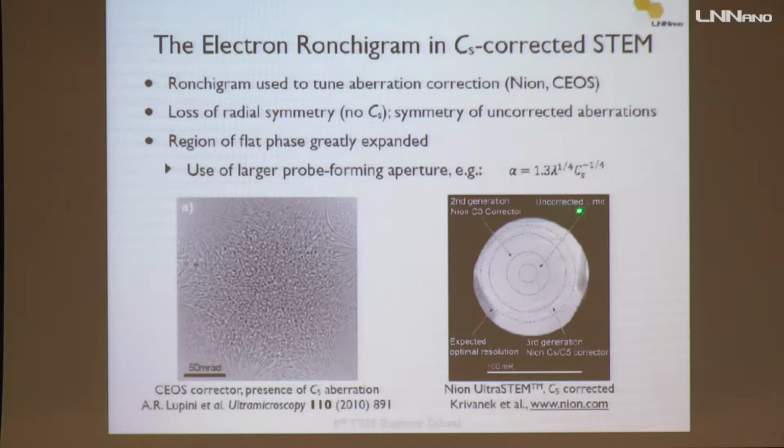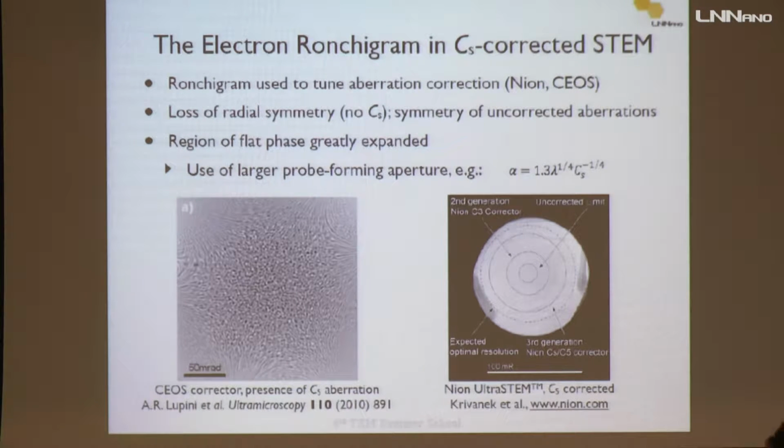You can see here the uncorrected limit is in the center. The second generation of correctors, there you expand the area with flat, homogeneous illumination inside the Ronchigram by this amount. And then here, the third order, and here is the expected optimal resolution, the theoretical limits that we can get, okay?